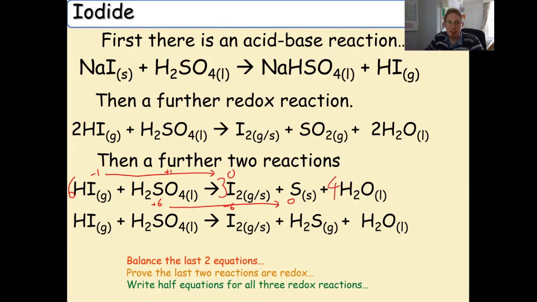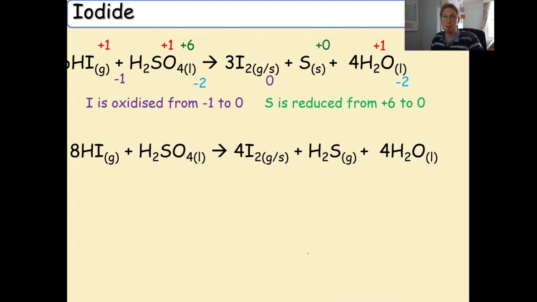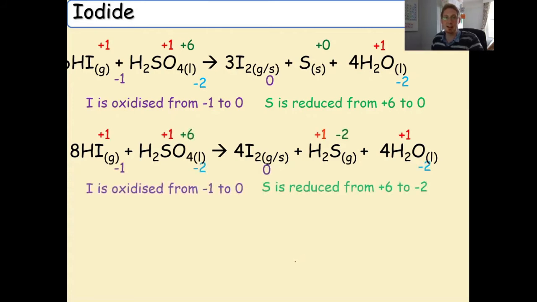You can do a similar thing here by again realizing that iodine going from -1 to 0 has to be balanced by sulfur going from +6 to -2, and you can use that to help you balance the redox equation, and that's what you get. Sorry that part of it's fallen off, but that is 6 HI there and 8 HI there.